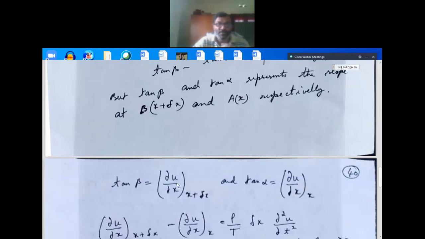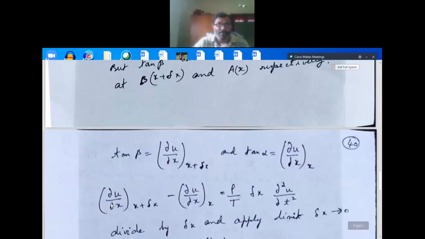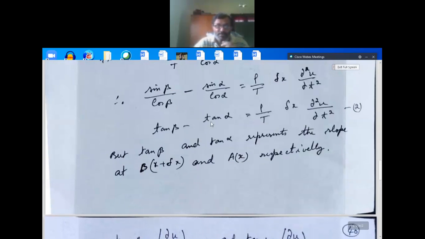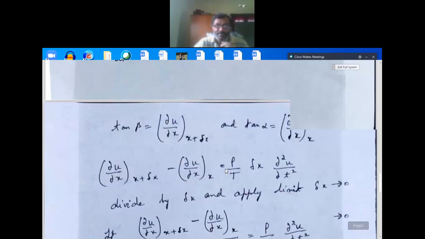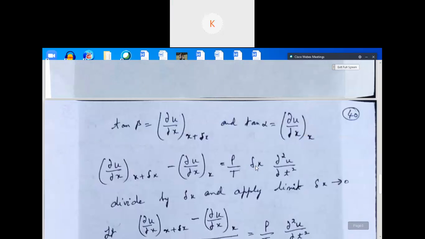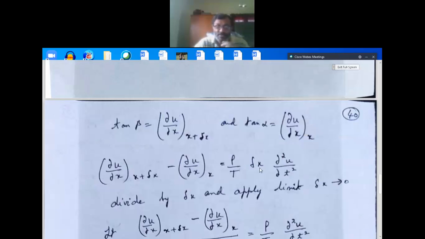So these two things we are writing here now. In place of tan beta, I am writing dou u by dou x at the point x plus delta x, minus tan alpha, that is dou u by dou x at the point x, which is equal to what? Rho by t delta x into dou squared u by dou t squared.